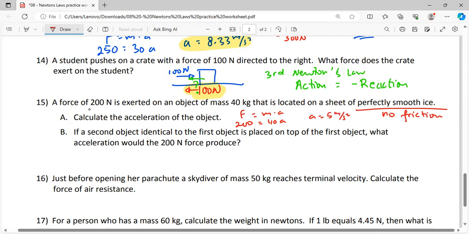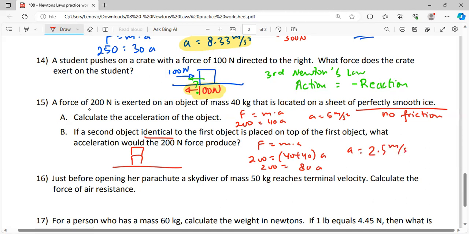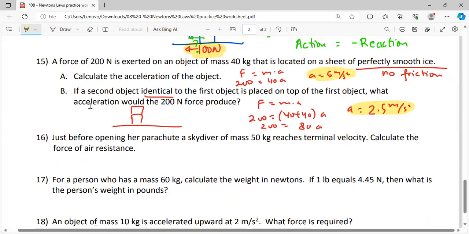If a second object identical to the first object is placed on top of the first object, what acceleration will the 200 Newton force produce? Identical means they have the same mass, so the mass is now double: 40 plus 40, the mass becomes 80. The acceleration becomes 2.5 meters per second squared. They will move, but slower compared to the first one, because they have a bigger mass.